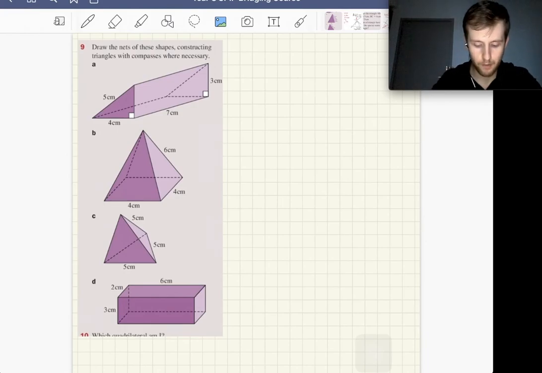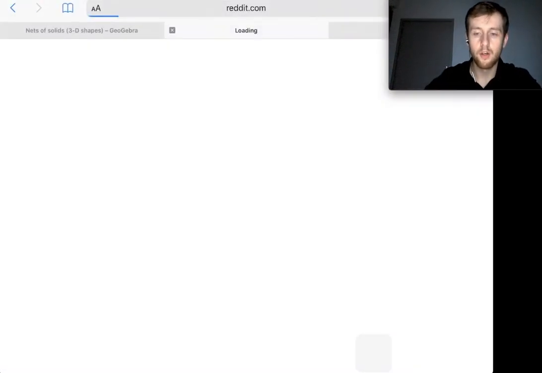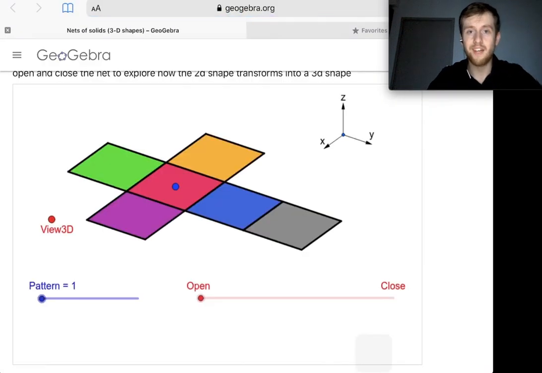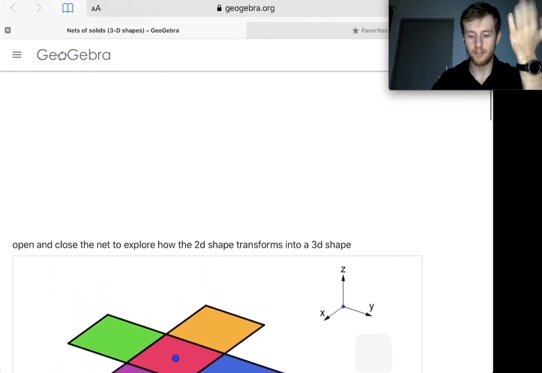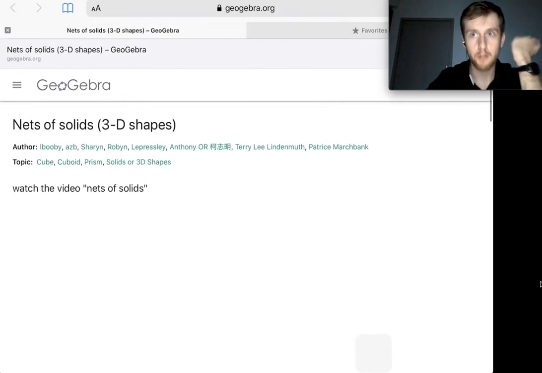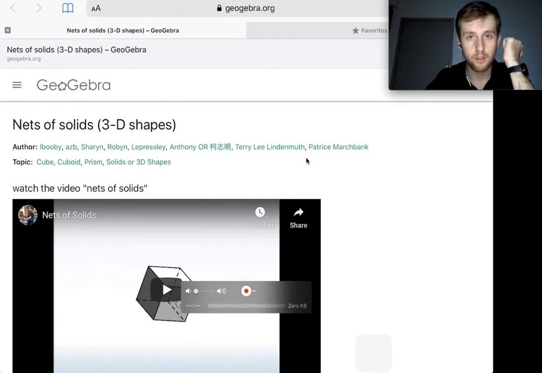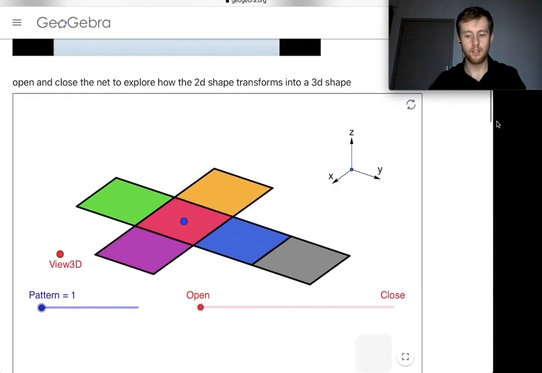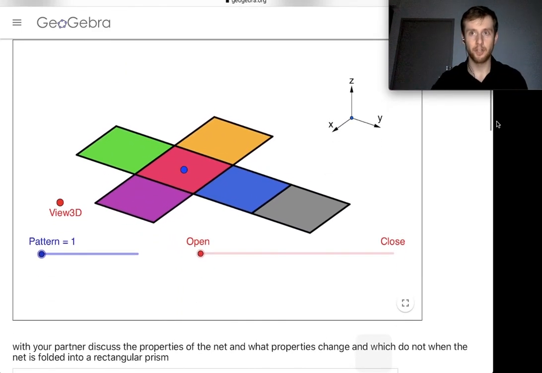So nets, I found this excellent resource which explains a little bit how the nets work. Nets, if you think about it, are 3D shapes which are unfolded into the form of 2D shapes. This lesson was not made by me, so the credit goes to these people. There's a lot of them. They made this excellent lesson, which I'm very thankful for. So let's take a look at it. This is a net of a cube. Let's see how it works.